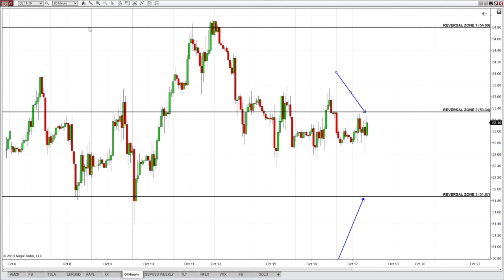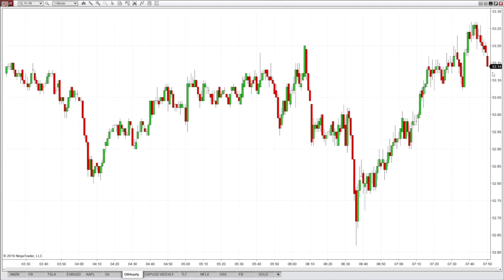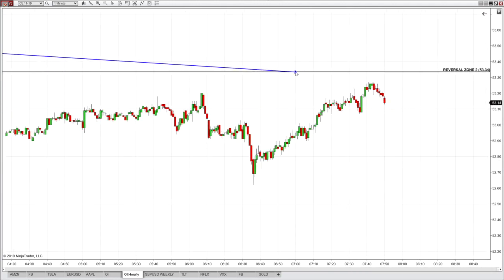Now we're converting this chart to 1 minute to see what will play out next. And this is a stunning reminder. Alpha Fibonacci Predictive Precision.